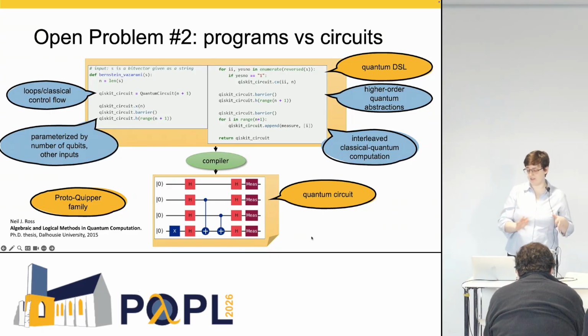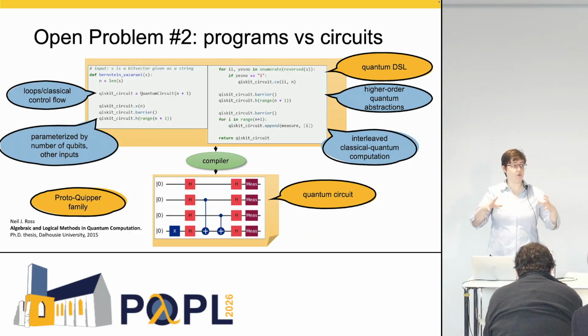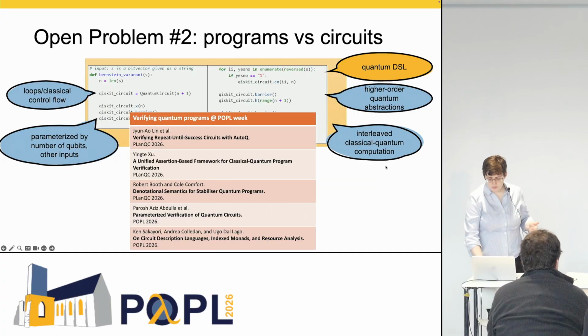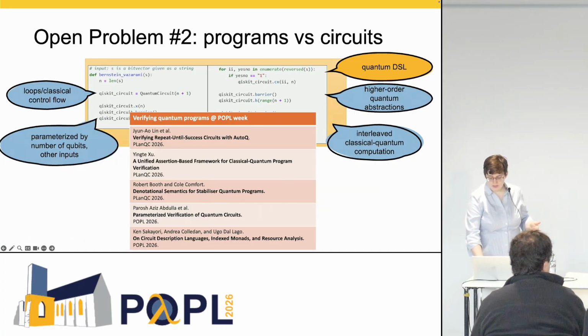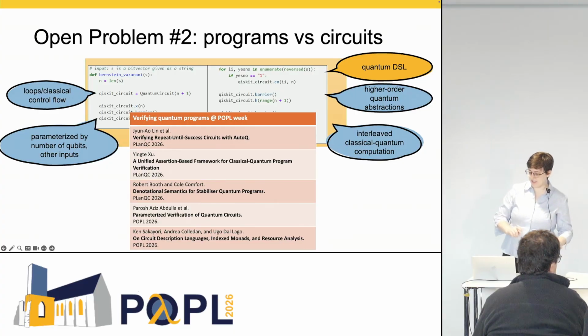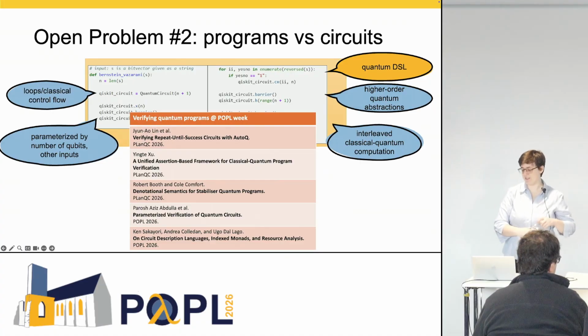We don't just want to verify a quantum circuit on its own. We want to know what the overall algorithm is doing that might call out to these quantum circuits or interact with them in non-trivial ways. So additional evidence that this is an important problem is all of these papers and talks that we've had this week focusing on verification of programs rather than just circuits.